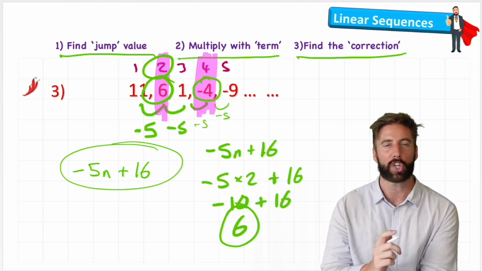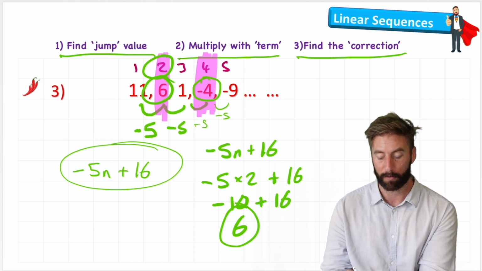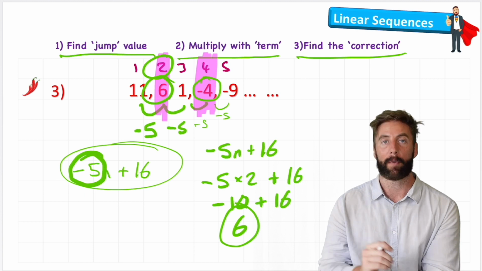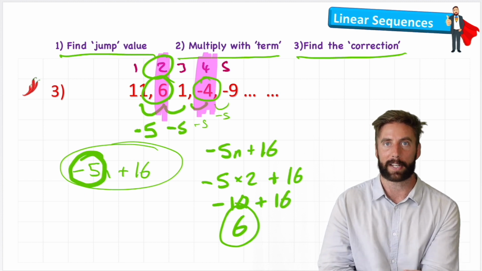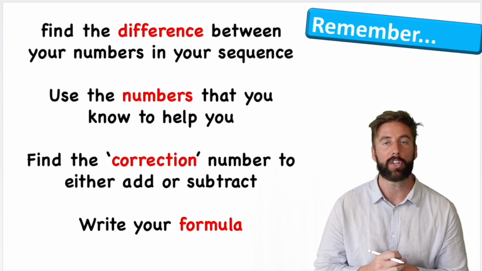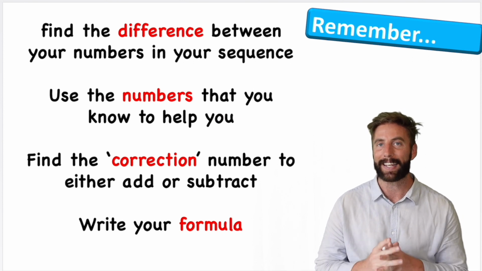But we have to be a bit sharper to notice that the start of our formula would be a negative, and we need to be aware of what happens when we multiply a negative and add to a negative. And there you go, that is everything you need to know about finding the nth term to a linear sequence.